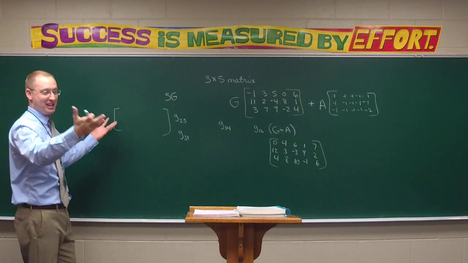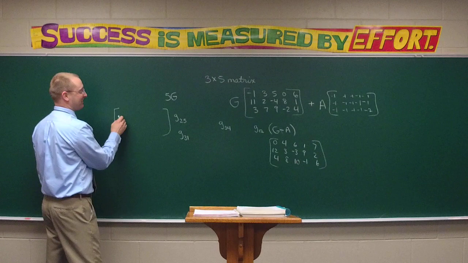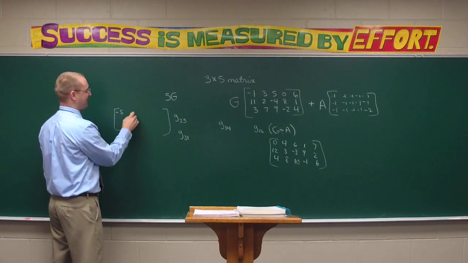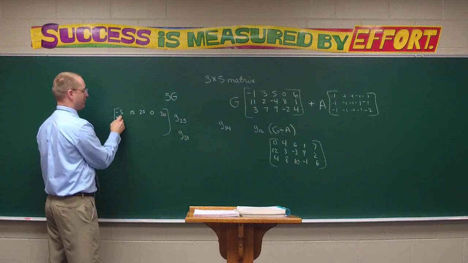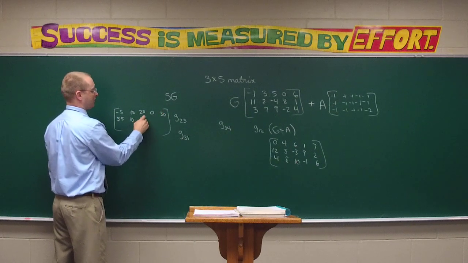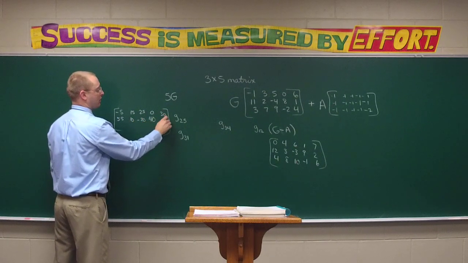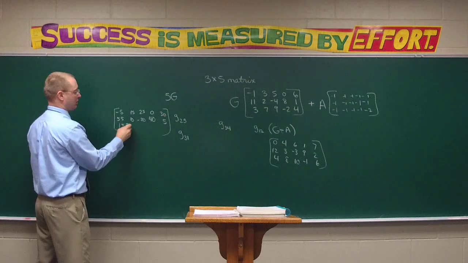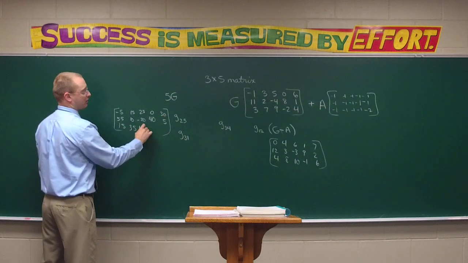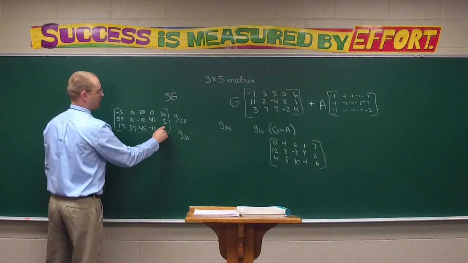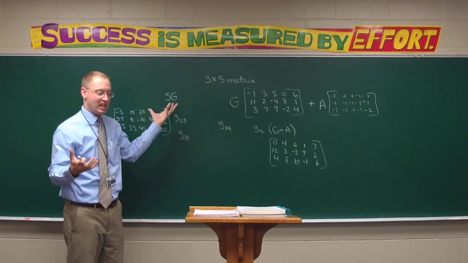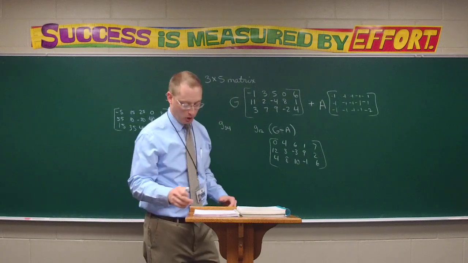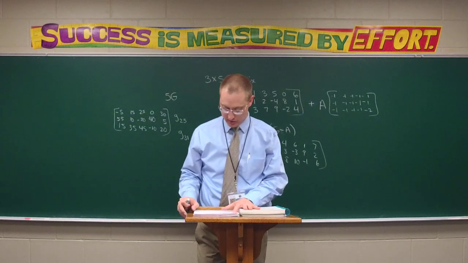What would be 5G, Kendall? Negative 5, 15, 25, 0, 30, 55, 10, negative 20, 45, 15, 35, 45, negative 10, 20. There we go. Basically, just distribute the scalar all the way through. That's scalar multiplication. We worked on all of those things in our last lesson.